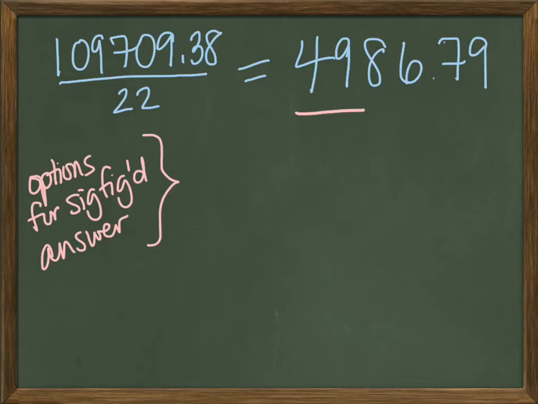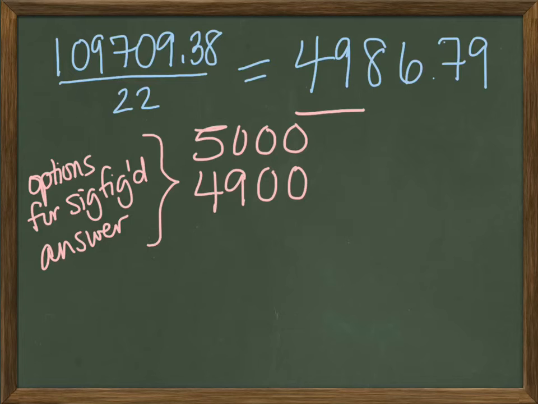What are my options for a sig figged answer? Well, that's easy. It's 5,000 because the 9 rounds up because of the 8, and because it's a 9, then the 4 rounds up to a 5, so the answer has to be 5,000. But wait, written like this, that only has 1 sig fig. Oh, well, that's a problem. Oh, okay. Well, then it's 4,900. That's got 2 sig figs.